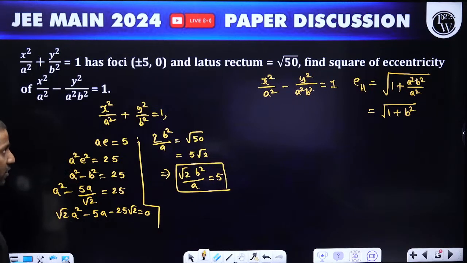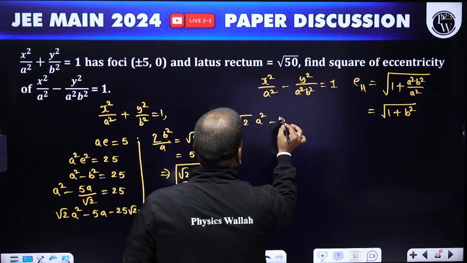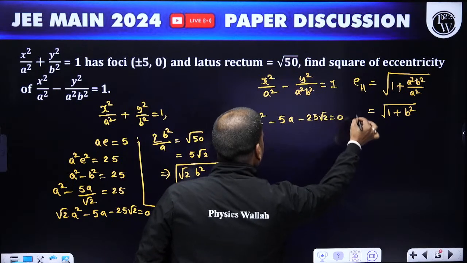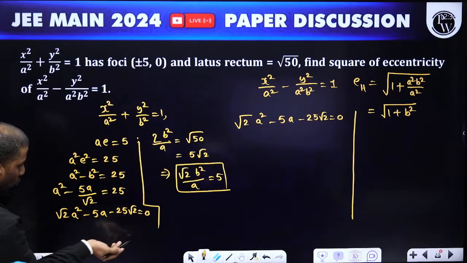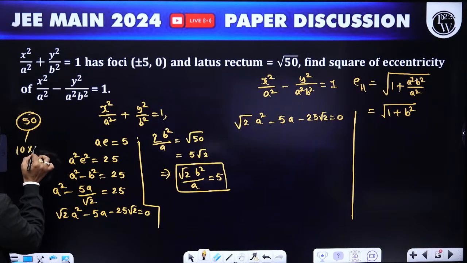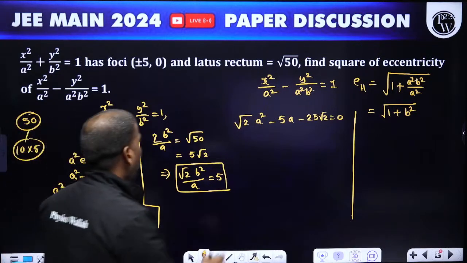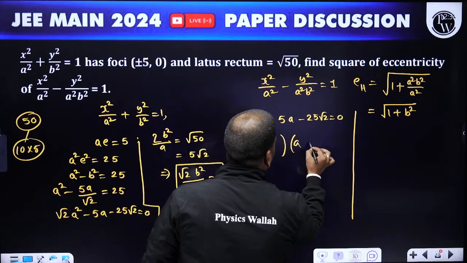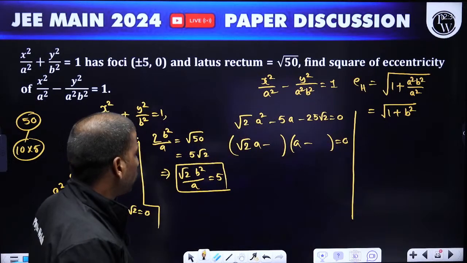So we need factors of this equation. Root 2 a square minus 5a minus 25 root 2 is equal to 0. Generally, what I always do, we multiply 5 and 25 into root 2. So that means 50. So factors of 50, 10 5s are, right? So 10 5s are 50 and minus 5. I think we can manage it. So 2 root 2 a something, a minus something, we need to balance this. 5a we want. So 10.